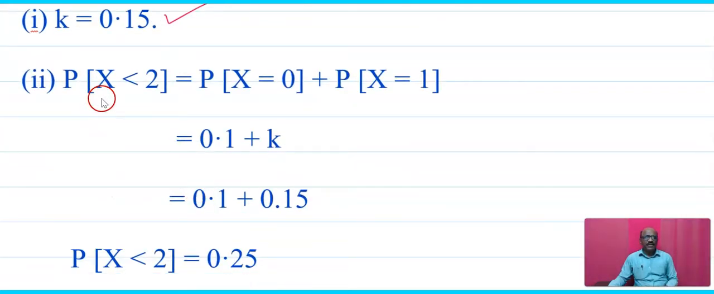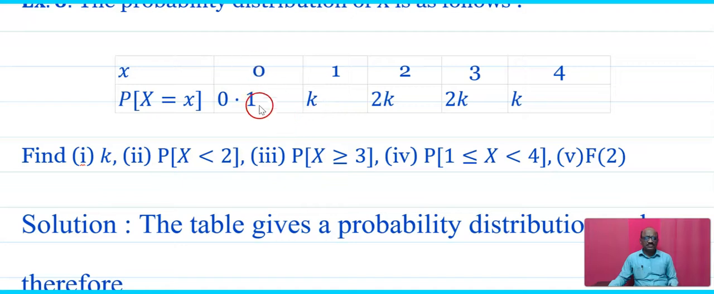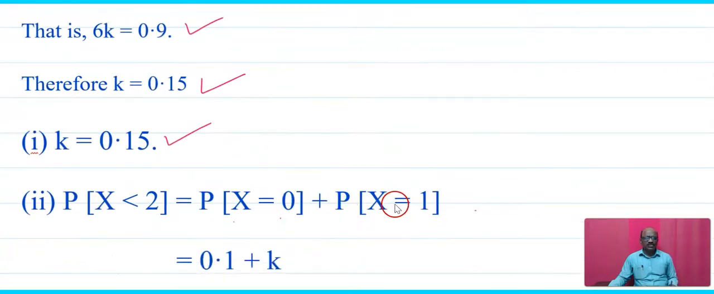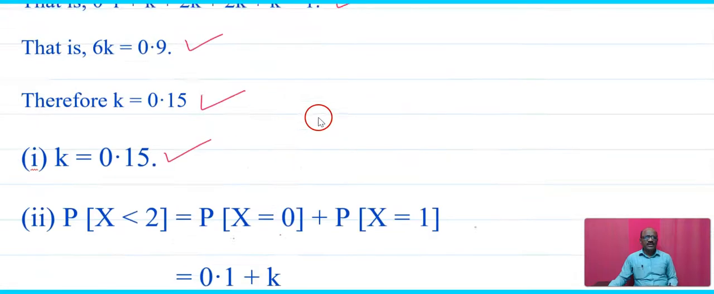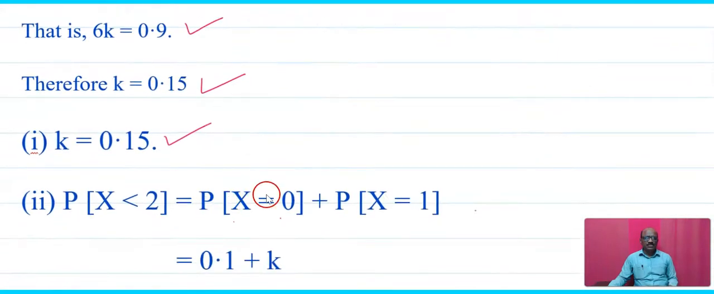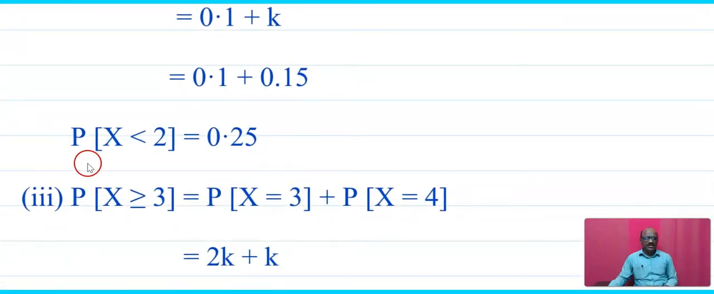Find the probability when X is less than 2. Then you will get P of X equals 0 and X equals 1. For X equals 0 it is 0.1, and for 1 it is K. Add it. What is the value of K? K is 0.15. Substitute it, and therefore the probability of capital X less than 2 is 0.25.